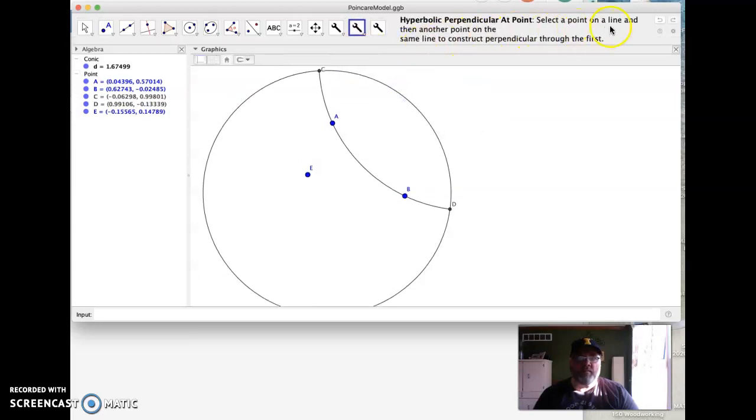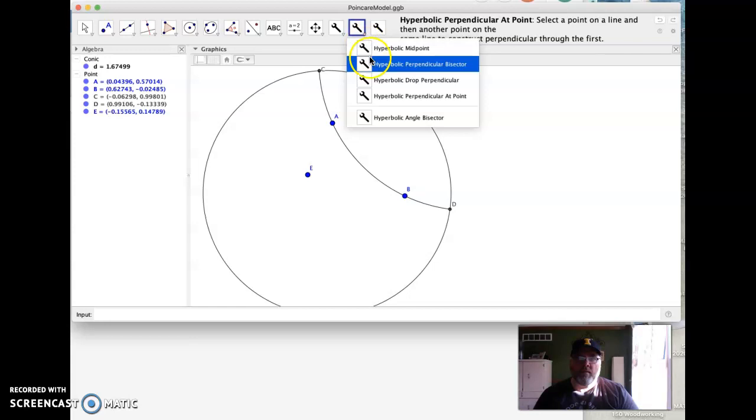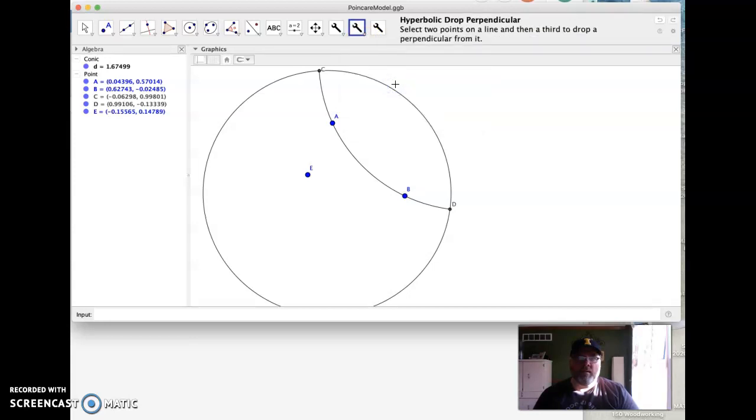And this says select a point on a line, another point on the same. Well, that didn't work. What does this one say? So it says select 2 points on a line and then a third to drop a perpendicular from it. Wow. You know, reading instructions is a phenomenal skill that all people should have, including myself. Okay, so I've got this perpendicular, and it's perpendicular to our first line.